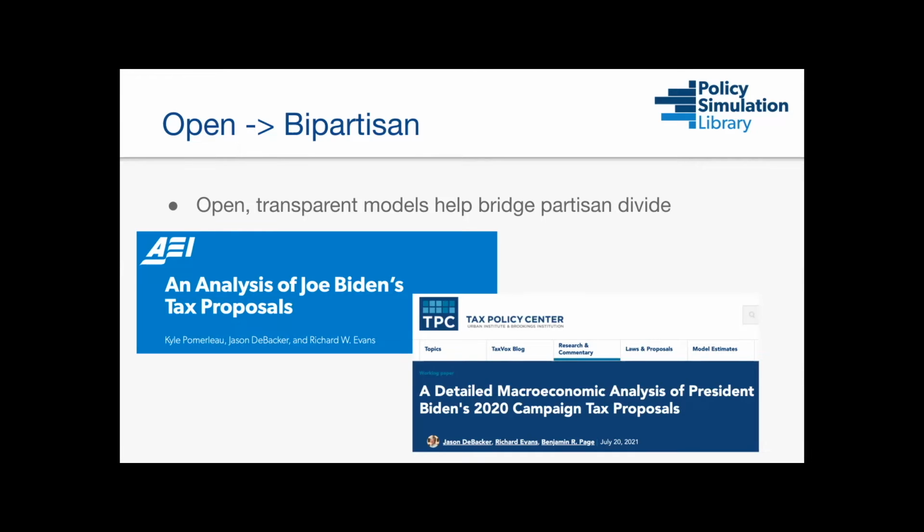They both published their code to use that model along with these white papers, okay? The AEI in particular used the open source microsimulation models while Tax Policy Center still was using their proprietary model, but they did open source the macroeconomic component of that analysis.